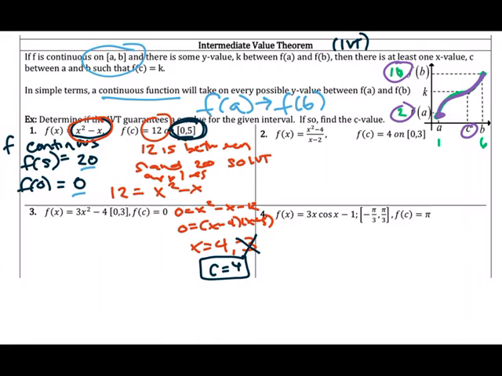Check what's happening at the endpoints and make sure the number that you're looking for is between those two endpoints. And then solve for that value.